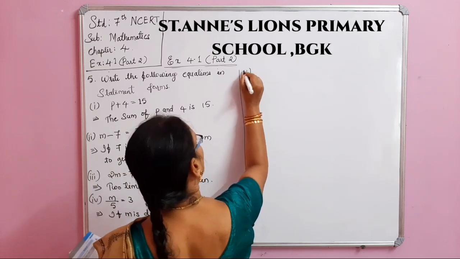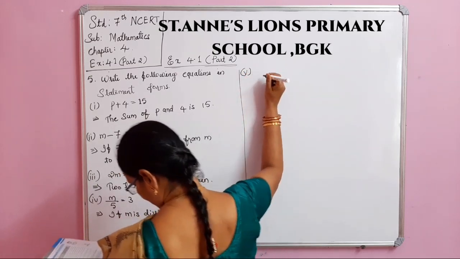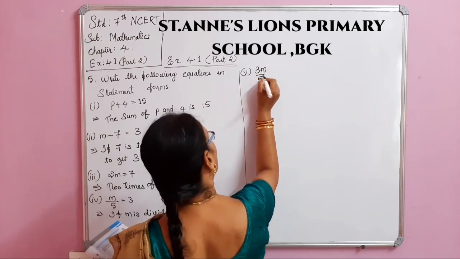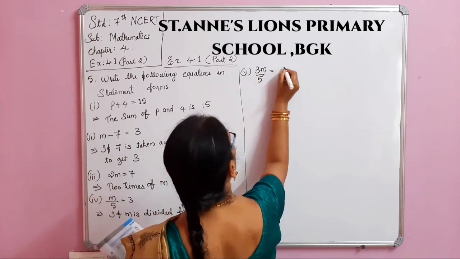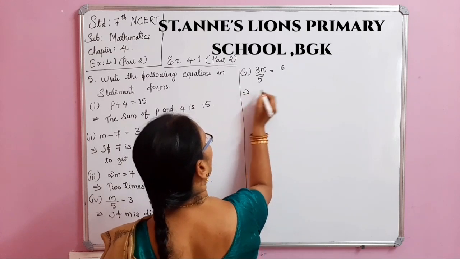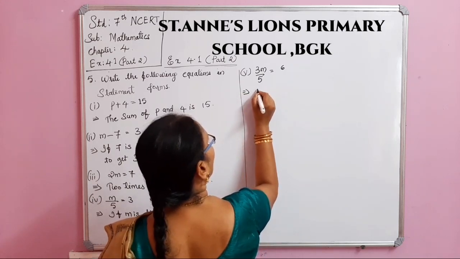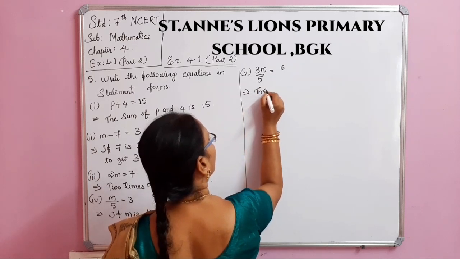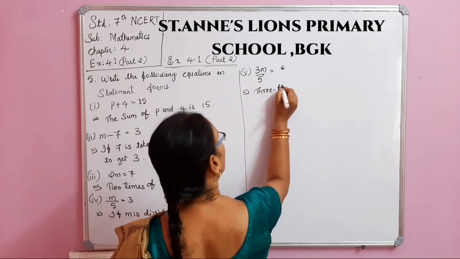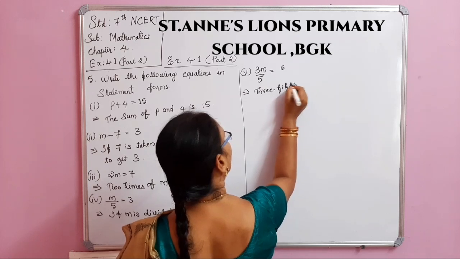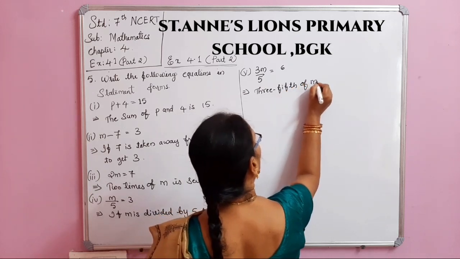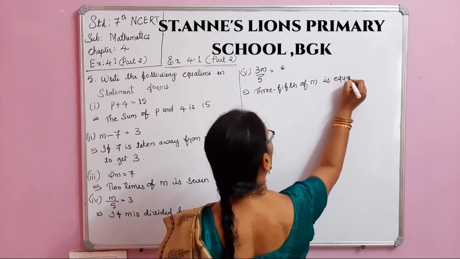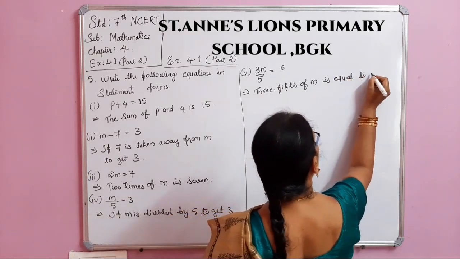That is fifth one, 3m by 5 is equal to 6. 3/5 of a number, or 3/5 of m, is equal to 6.